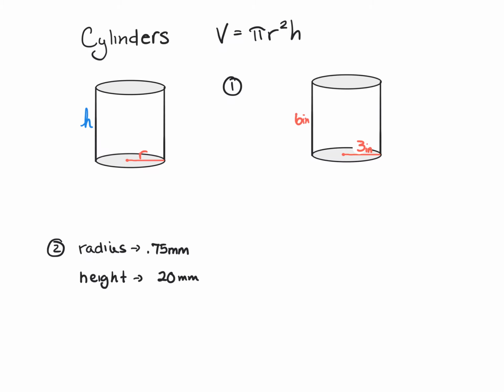All right, last problem is a cylinder. If you look, this looks kind of like a can, if you think about it, or like a battery. So here we go. We have a formula, volume. And it says volume is equal to pi times the radius squared times the height.